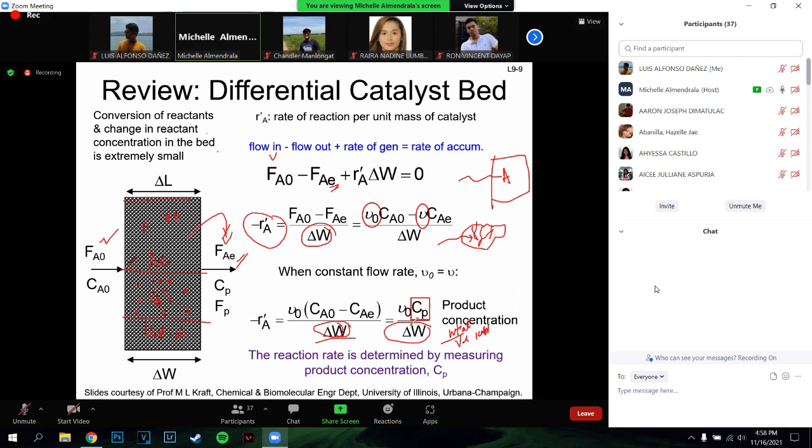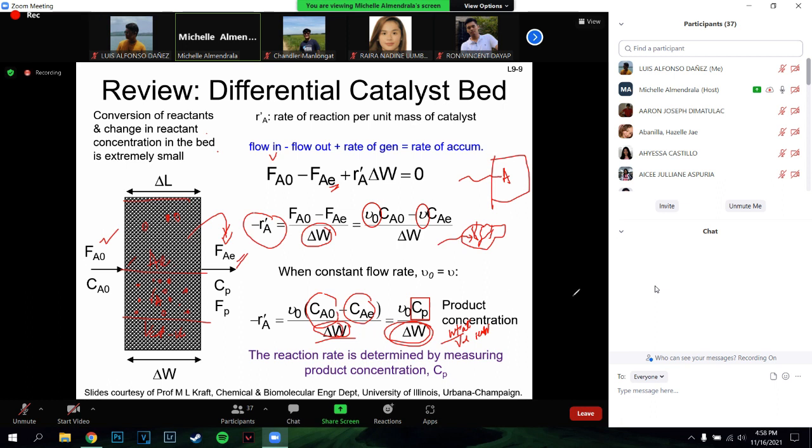So the variable, of course, is also the volume, and then also the weight of the catalyst that varies per unit volume of the reactor. So it's more about how much of the packed bed you need for the reaction to proceed, so that you can have this final conversion of CA0 to CAE. So that is always a question.